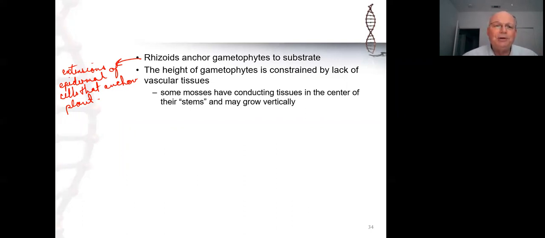They're still limited because they still have to rely primarily on diffusion to move things away from this conducting tissue out to the cells that surround them. So they are still limited very much in terms of how big they can get, so they still are more or less ground cover.